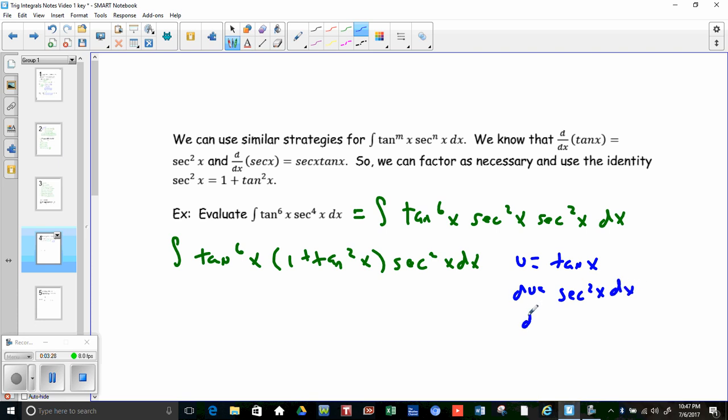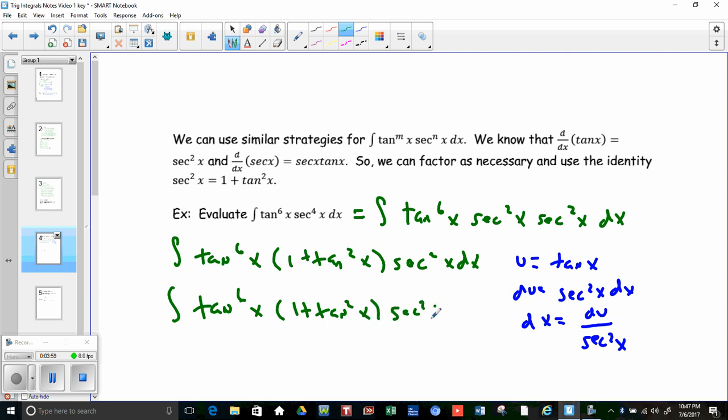Solving for dx, we get du over secant squared x. So let's go ahead and rewrite our integral, making our correct substitution. So tangent to the 6th stays the same, 1 plus tangent squared for right now stays the same, secant squared x stays the same. I apologize. We're making a substitution. Let's get rid of those.